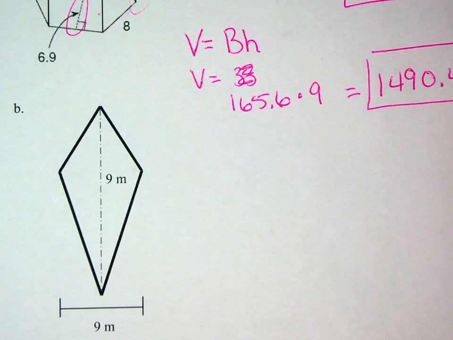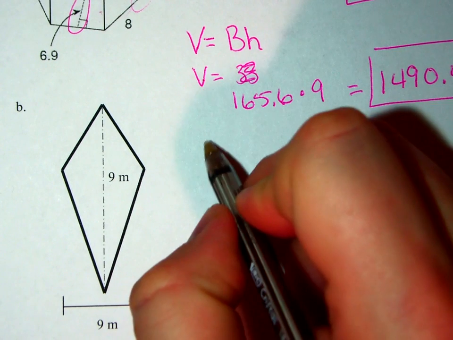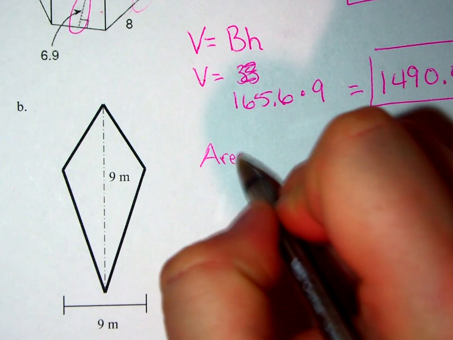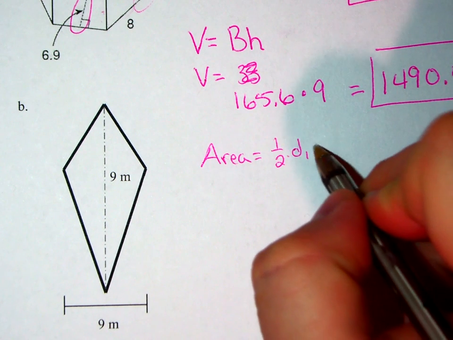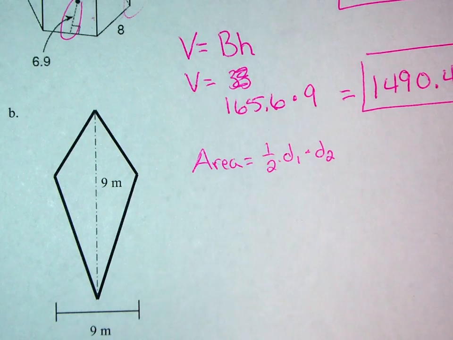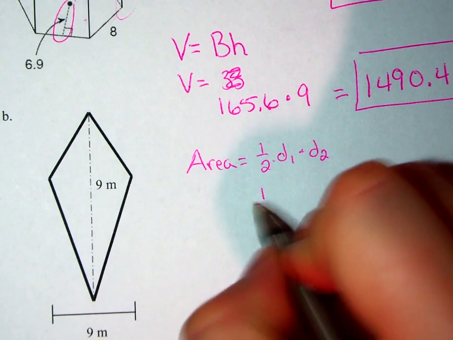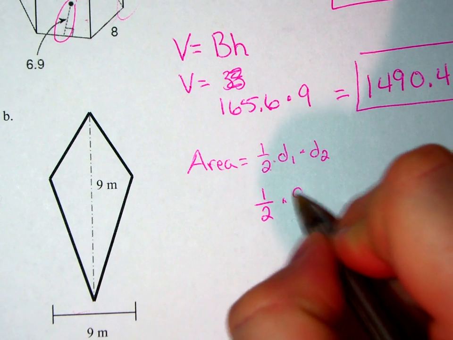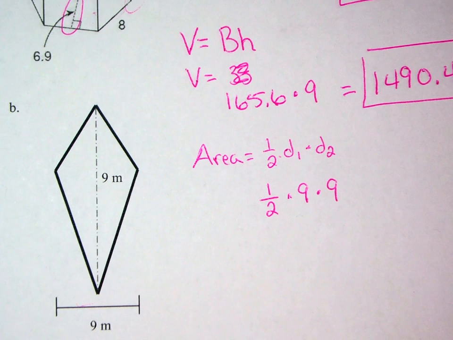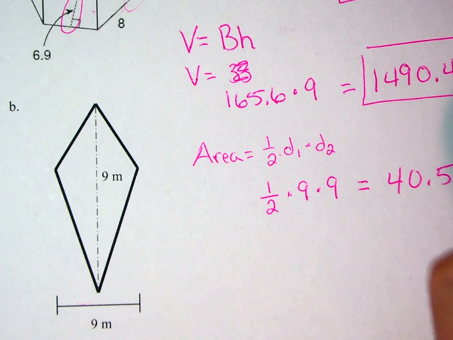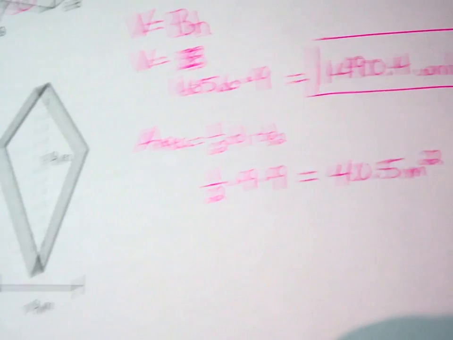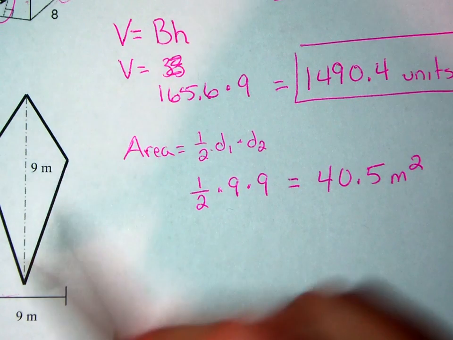Our next shape is the shape of a kite. You should remember that we utilize the formula area equals 1/2 times diagonal 1 times diagonal 2. So we have 1/2. One of my diagonals is 9. My other diagonal is 9. So 81 times 1/2 equals 40.5 meters squared. This shape is not three-dimensional, so it does not have a volume. It simply has an area.